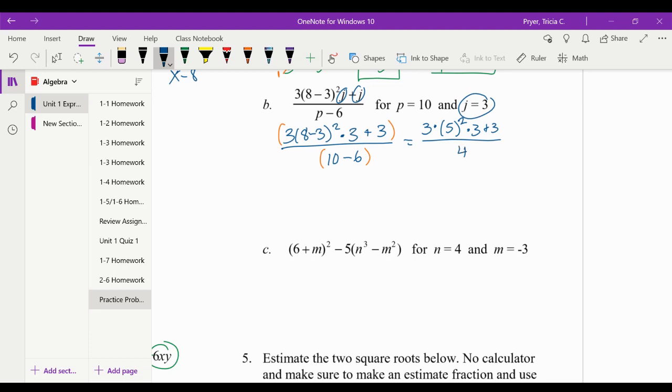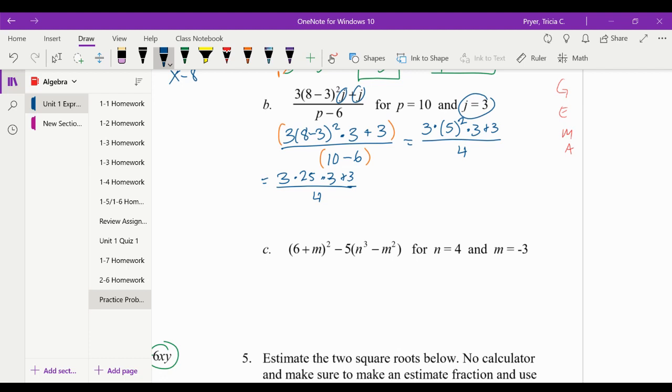Okay, so now let me go ahead and write this out so I know I'm doing all these steps correctly. We just did the grouping step, part of the grouping step. Now we can do exponents. So 5 squared is 25. So I'm going to go ahead and write that. 3 times 25 times 3 plus 3, all over 4.